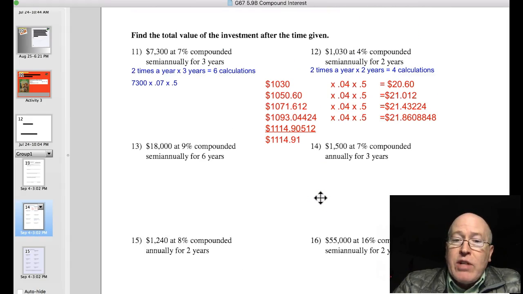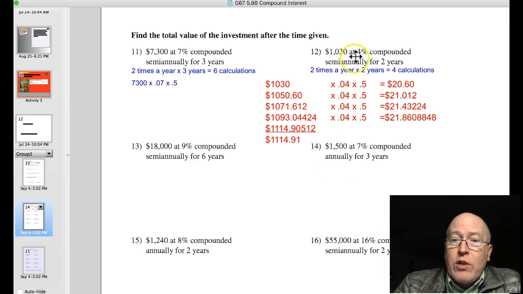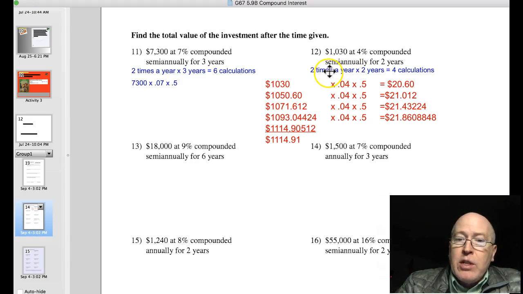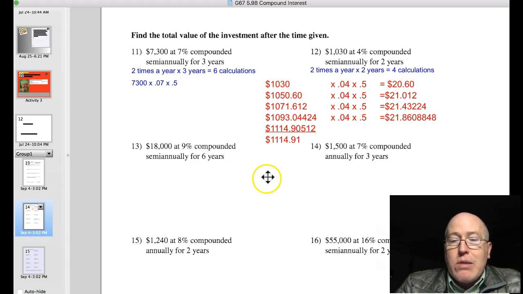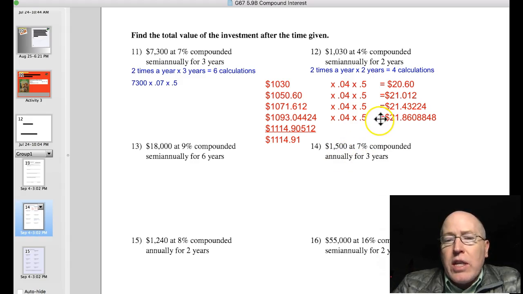So, all right, I've done an example here. I took $1,030 at 4% compounded semi-annually for 2 years. So that's 2 times a year for 2 years, so I had a total of 4 calculations. Sorry, I didn't want to do the 16 one. I don't like you guys that much. No, I actually have a suggestion at the end.